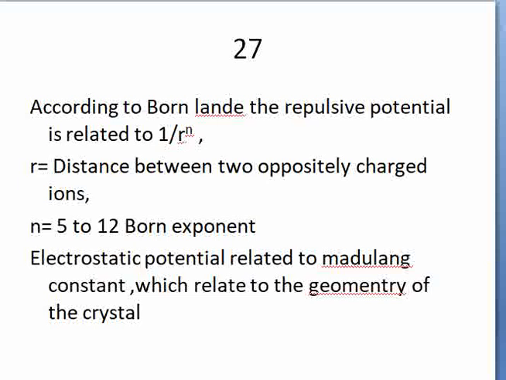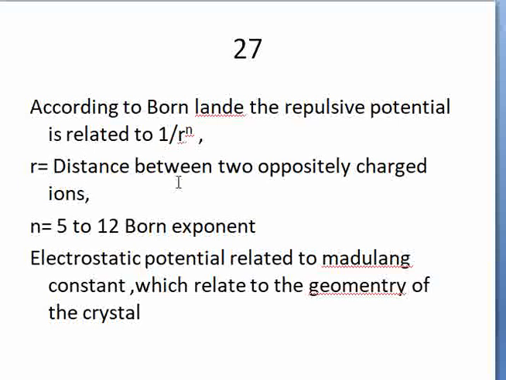On the next point, according to Born-Landé, as mentioned earlier, in a crystal the repulsive potential is related to 1 by R power n. R is the distance between the two oppositely charged ions. Here I am giving the points from an examination point of view. It should be very important, so I am giving only the important points. It may be useful to you.